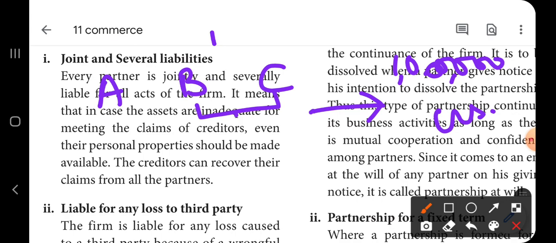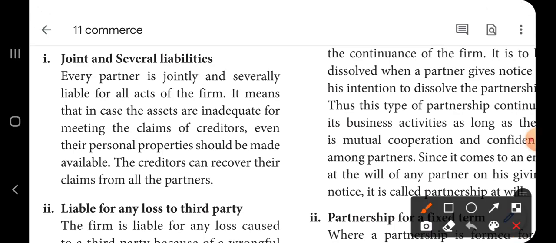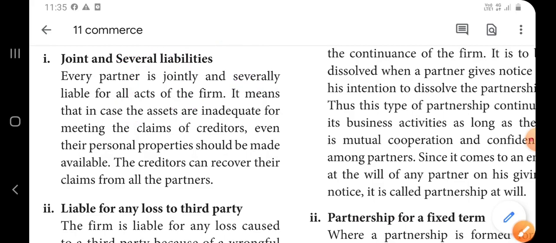That is why they say jointly. Jointly, any 2 partners' personal properties will be taken to repay the debts, or severally means all the partners together, A, B and C, all the 3 partners' personal property will be used to settle the debts of the creditors. So, joint means any 2 partners jointly have to settle the debts, and severally means all the partners together have to settle the debts. It depends on the agreement.